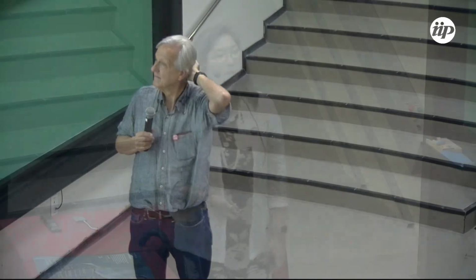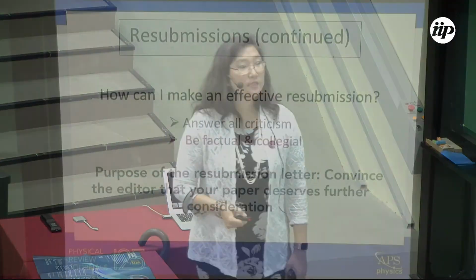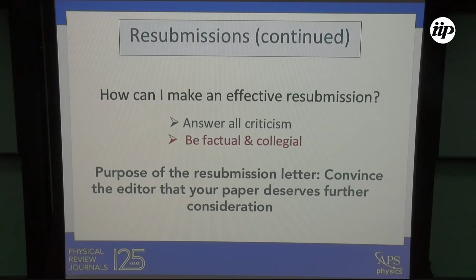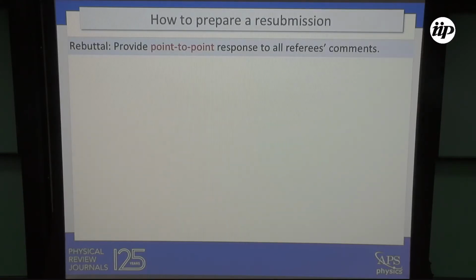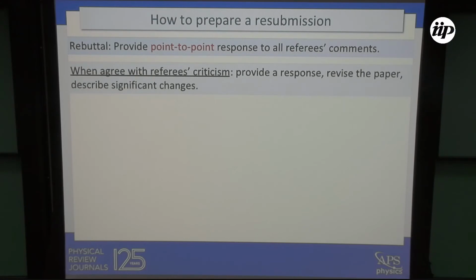So, how can I make an effective resubmission? Answer all criticisms. Point by point is nice. Be factual and collegial. As I said, the purpose of the resubmission letter is to convince the editor that your paper deserves further consideration, so that we will send it out to review again. Or sometimes we'll accept it, depending on the situation. There we go.